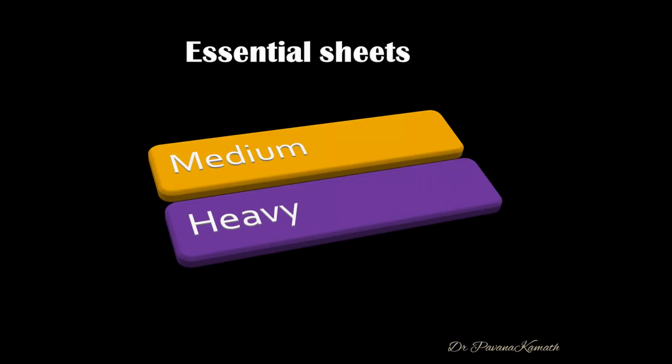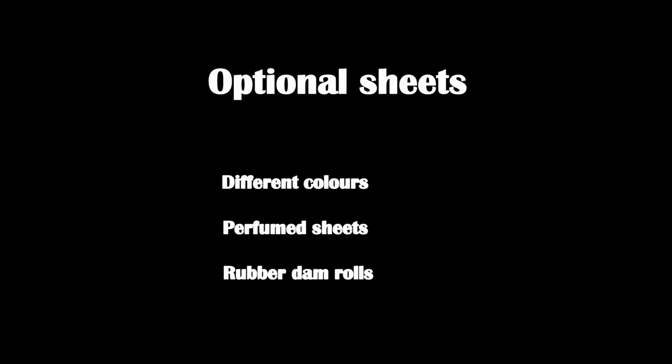Another category, if you were to look at for essential sheets, as I have already described, is medium and heavy. So you can have natural rubber latex in medium thickness and heavy thickness, and one medium thickness non-latex pack of sheets with you. What are the sheets which are optional?